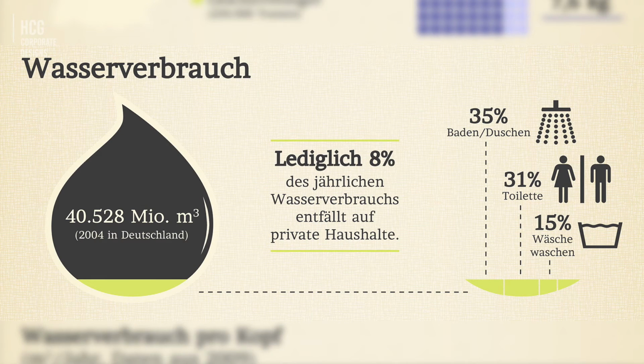Another example is this infographic about water usage in Germany. I show that only 8% accounts for private households. In the black drop on the left, you see how little that actually is compared to the overall water consumption in Germany. Again, we have a nice relation visualization here. And on the right, you see how these 8% are used in private households.